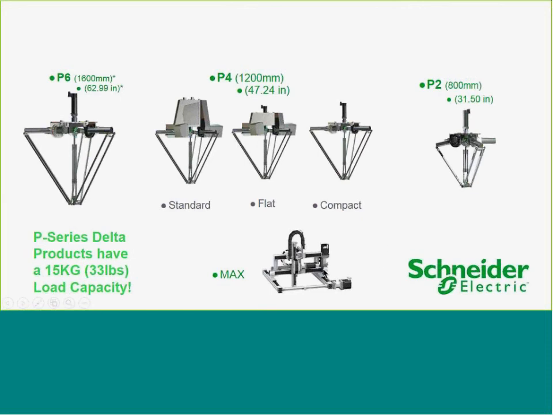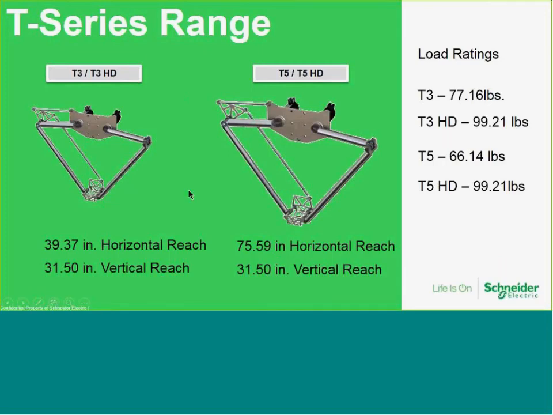And here's another example of the MAX, our linear actuators combined in a robotic gantry or portal-style robotic kinematic system. These are our 2-axis Delta systems, the T3 and T5, which have heavy-duty options, 77 pounds with the T3, 99, or 66 and 99 with the T5. And we have different horizontal reaches. So these are a lot of case packers. Might go from one conveyor into a box, so it's one direction. That's a little bit slower than, say, the P4s that we highlighted before.